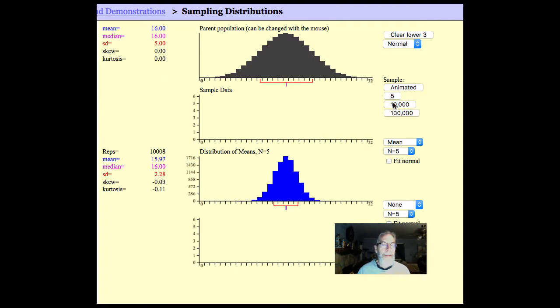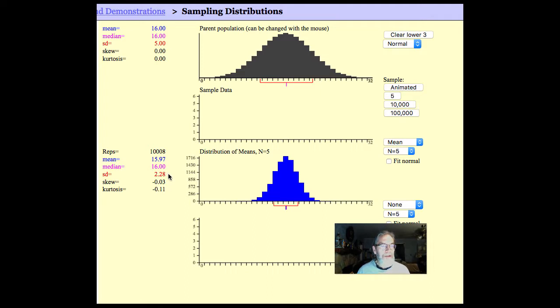Oh, we don't get to watch the animation, but still, we're getting where we want to be. The mean is 15.97. Pretty close, isn't it? Remember that the mu of X bar, the mean of all sample means, is exactly equal to the population mean. Well, 10,000 is a big number, but that's not all possible. Now, the standard deviation, instead of being 5, is about 2.28.